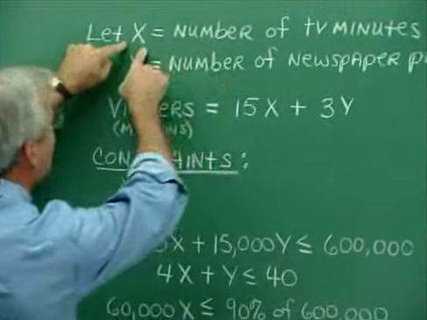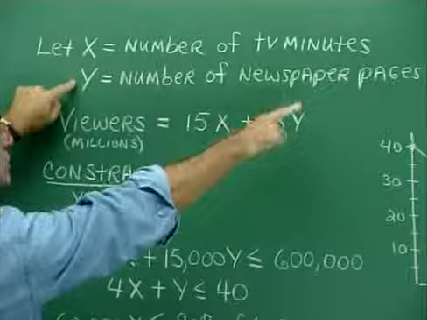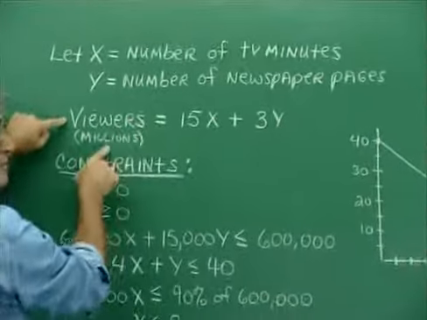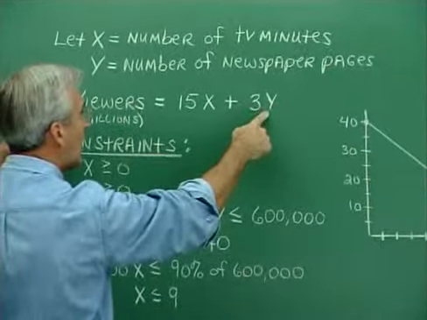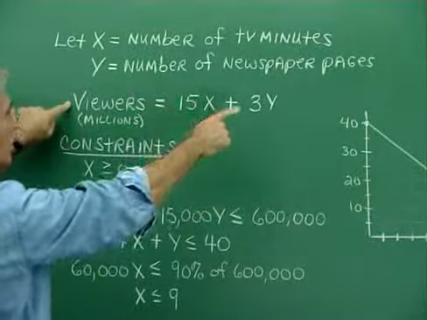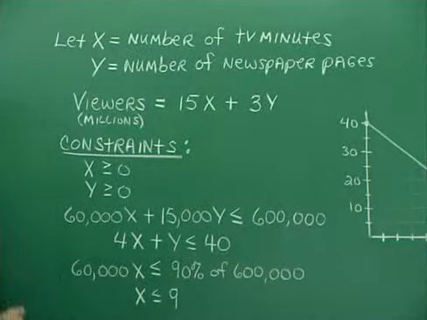Now remember, 15 million folks watch every minute of television ad time, and 3 million for each page of the newspaper. So if we let X be the number of TV minutes and Y the number of newspaper pages, then the viewers in millions would be 15X plus 3Y. All right, that's our objective function, and we want to maximize this. We want to maximize the number of viewers.